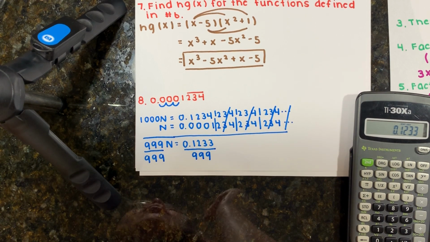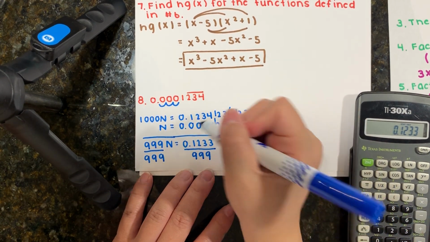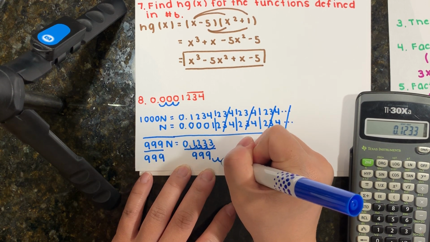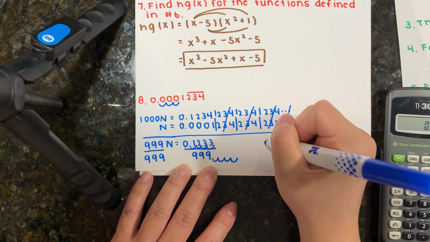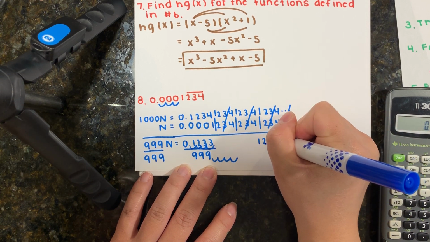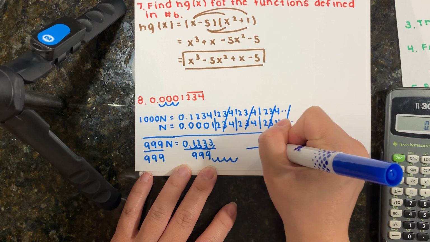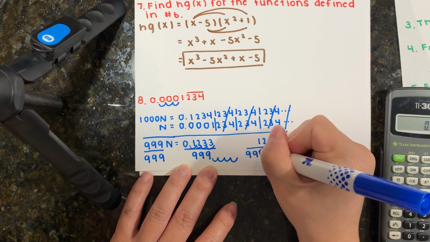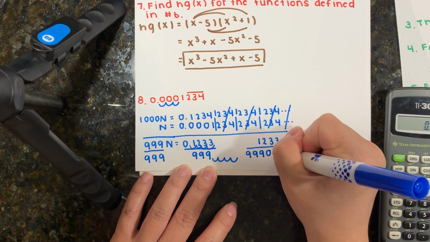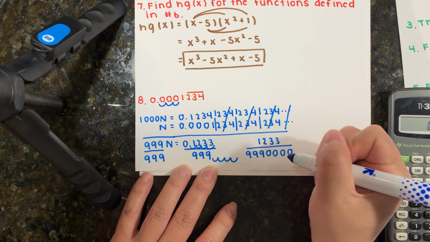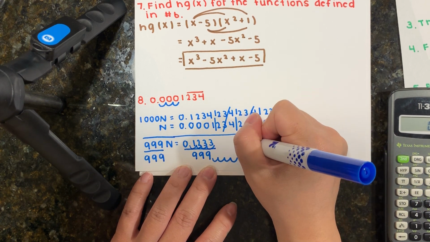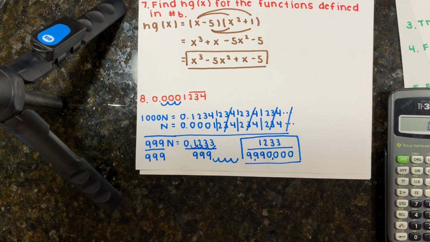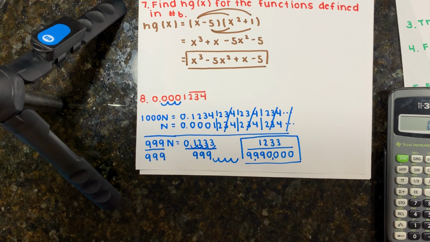And I need to make this into a whole number. So what I need to do is move this decimal place over 1, 2, 3, 4, which means I need to move this over 1, 2, 3, 4, which means that my fraction is going to turn into 1,233 over 999 with 4 zeros. 1, 2, 3, 4. And that right there would be your result. Okay, and that's for number 8.